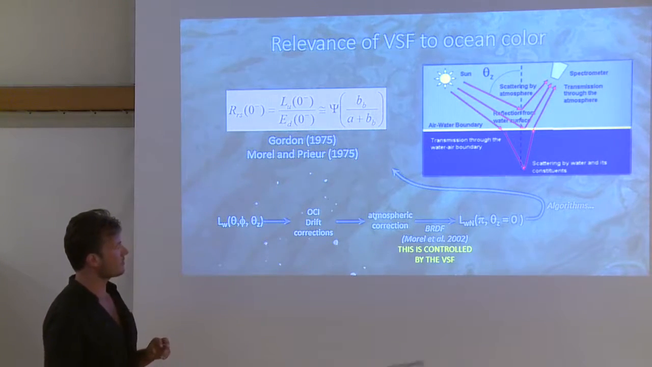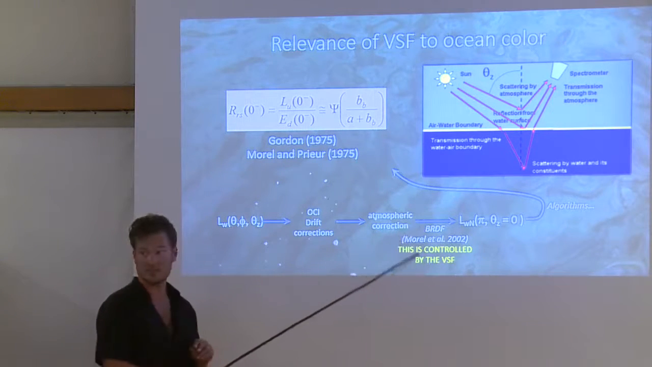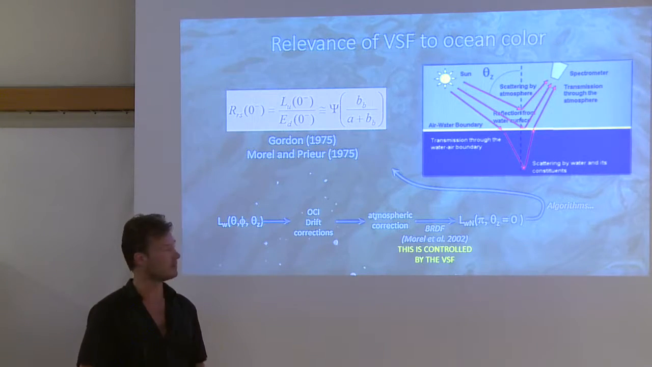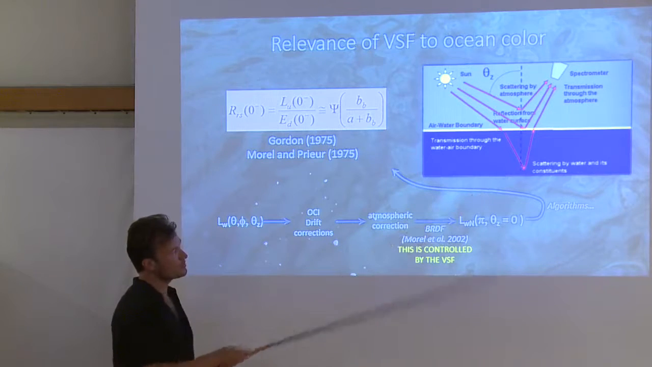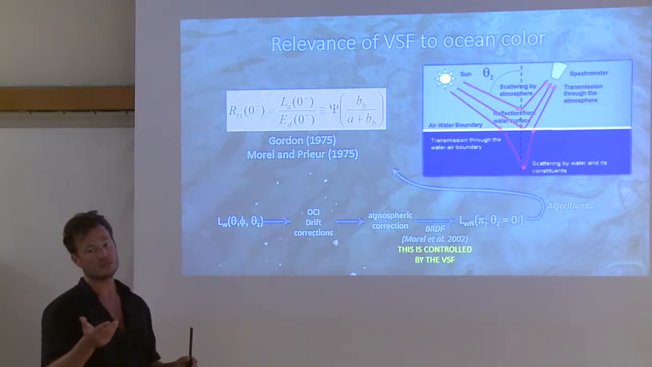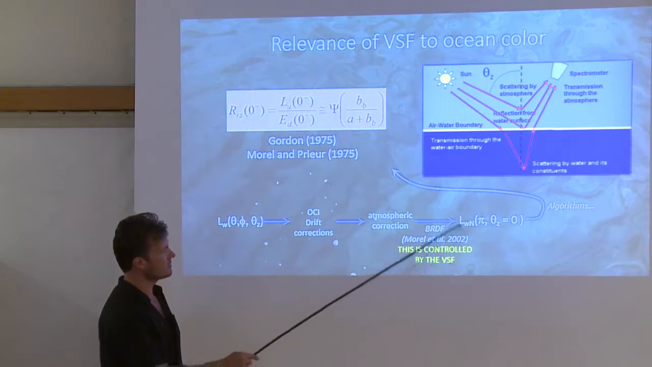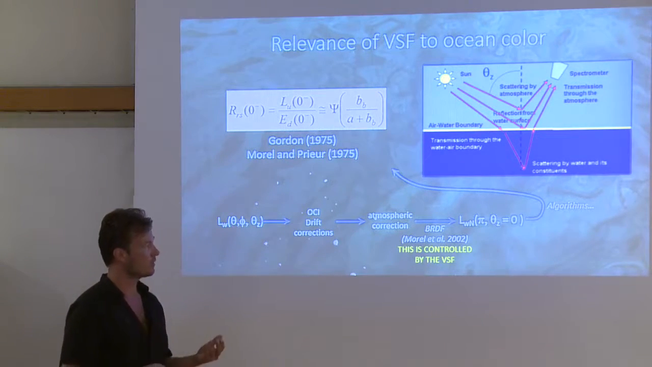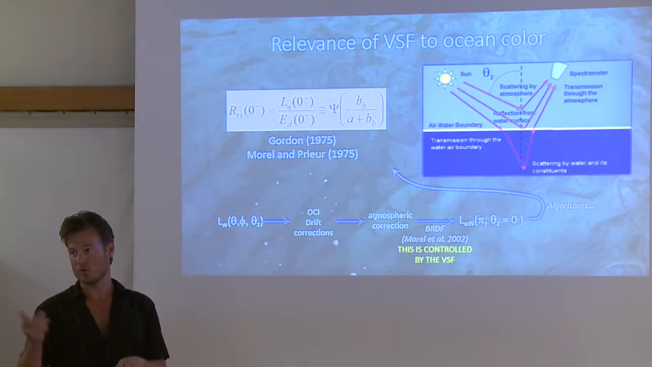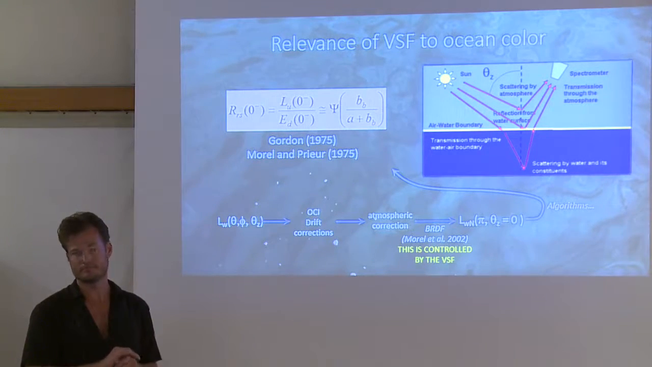But the single scattering approximation works very well for this as well, right? When you do have multiple scattering in the ocean, the vast majority of it is in the forward direction. So the single scattering approximation at the surface works quite well unless you're in very turbid waters. And Gordon has a very nice paper on that.